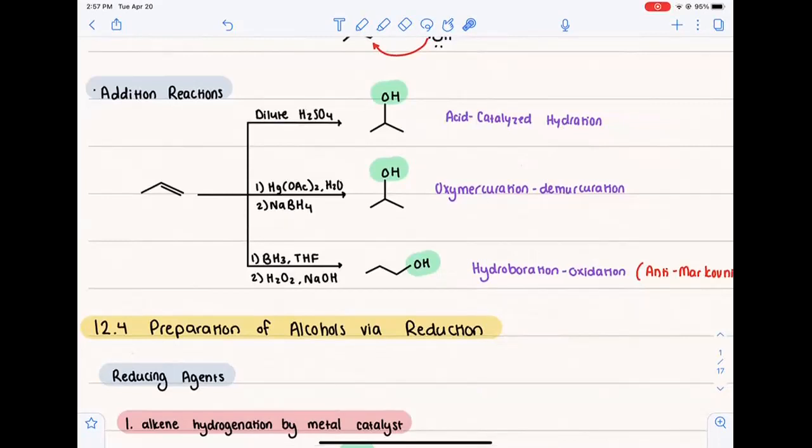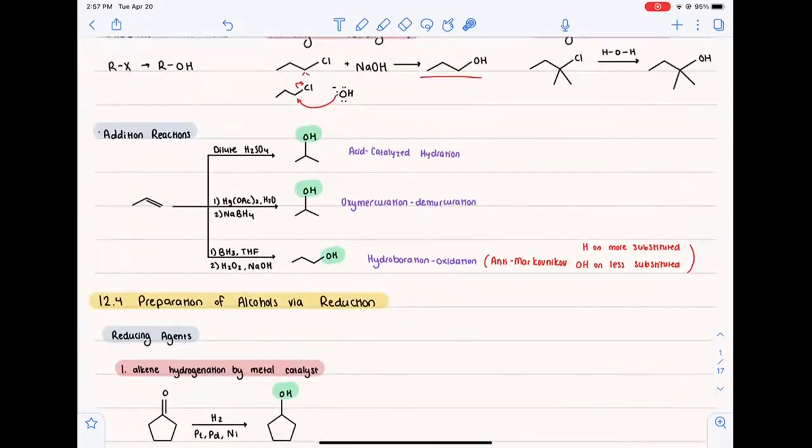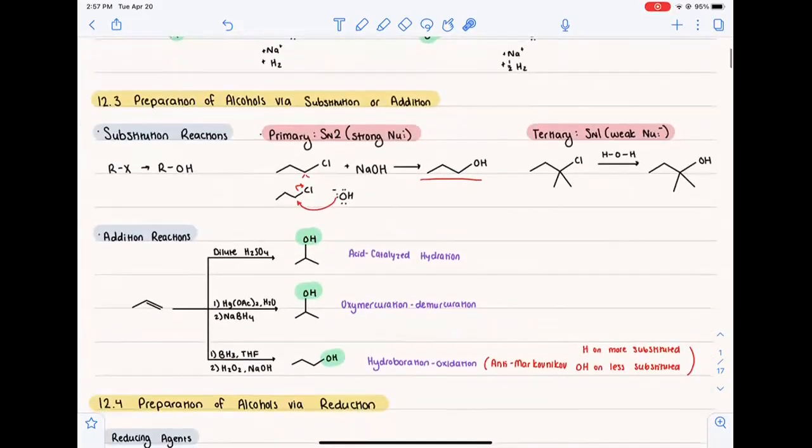Remember that hydroboration oxidation is anti-Markovnikov, which means that the H is going to go onto the more substituted carbon, and then OH is going to be on the less substituted carbon. Any questions on those 2 things?